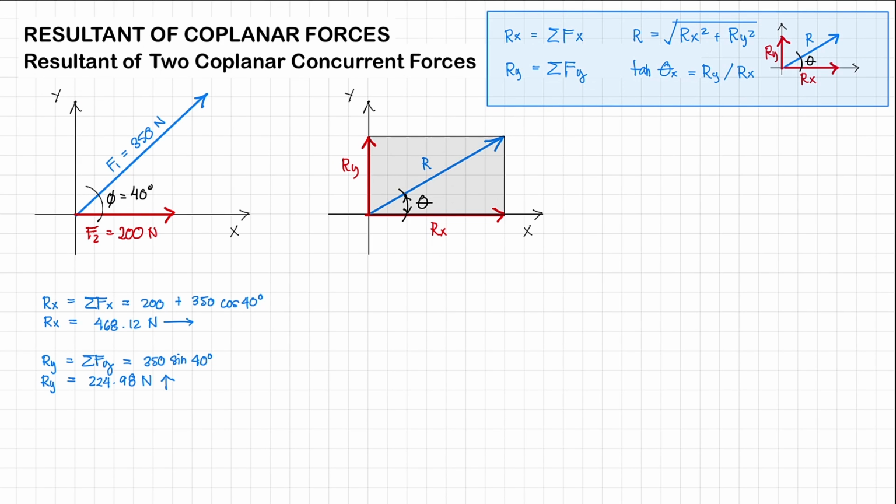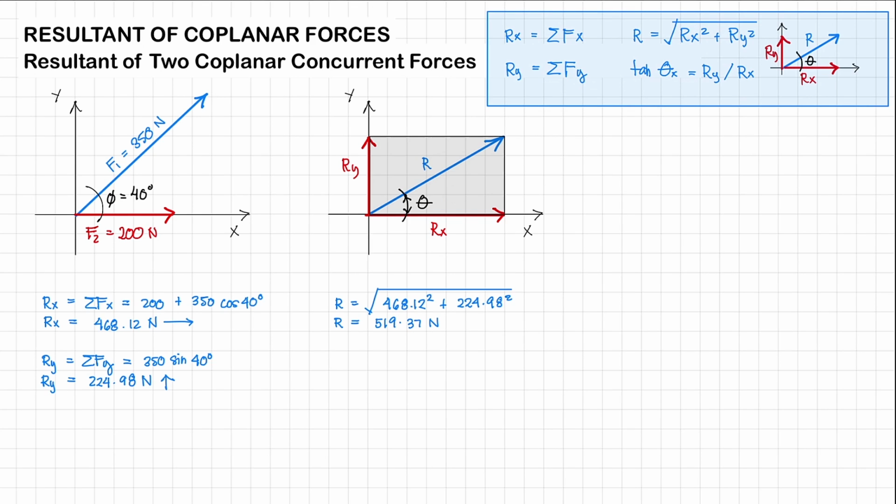Alright. Now we have our components, our Rx and our Ry. We can now solve for the resultant. So our resultant R is going to be the square root of Rx squared plus Ry squared. So this is going to be 468.12 squared plus 224.98 squared. And that is going to be equal to 519.37 newtons.